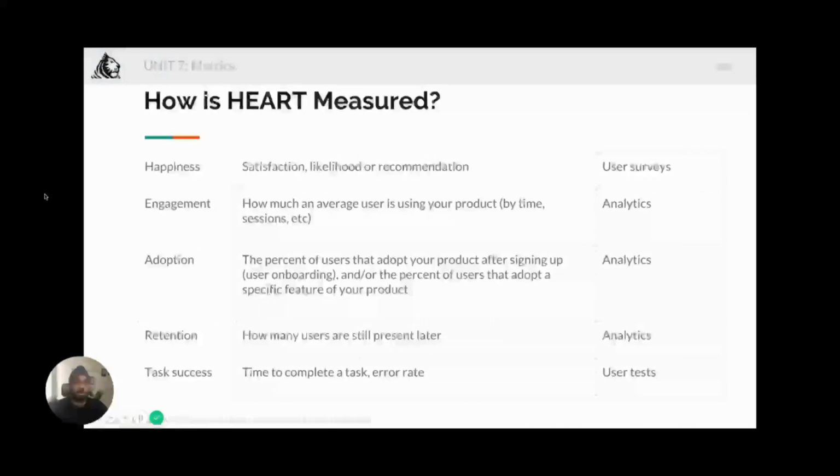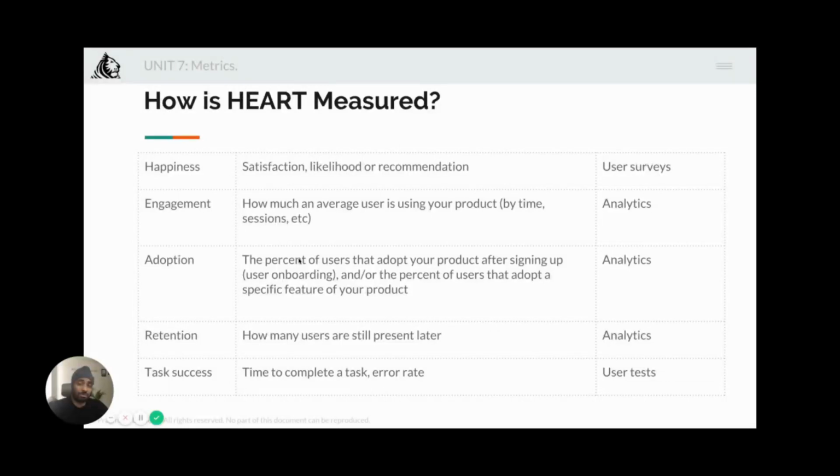How frequently do they use your product? So you rely on a data analytics suite like Google Analytics to discover this. For example, visits per session, searches per session, and so on. Right. So how much an average user is using your product by time, sessions, etc. Depending on what your product does.